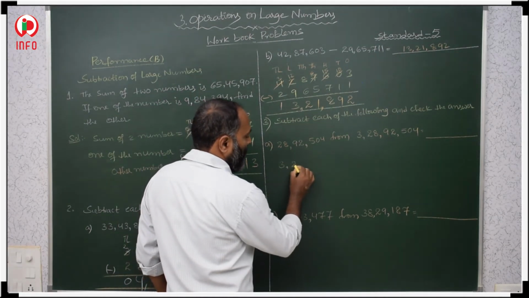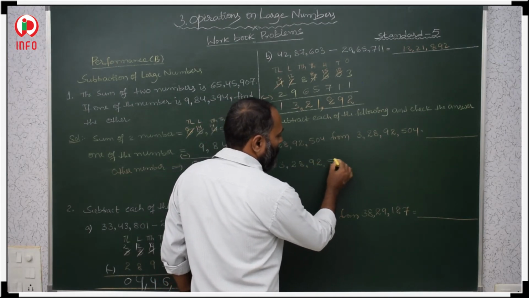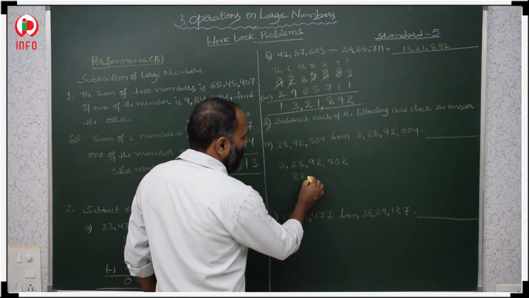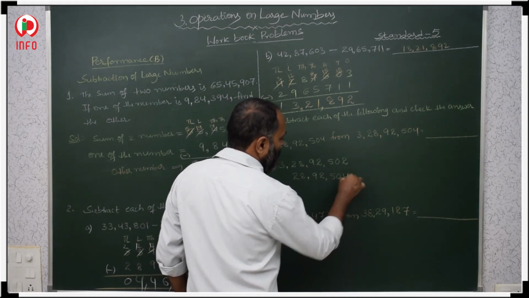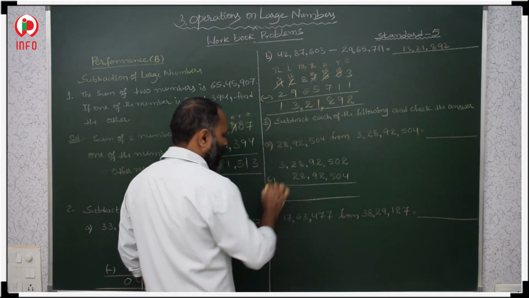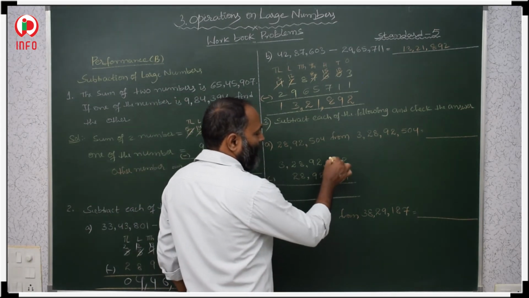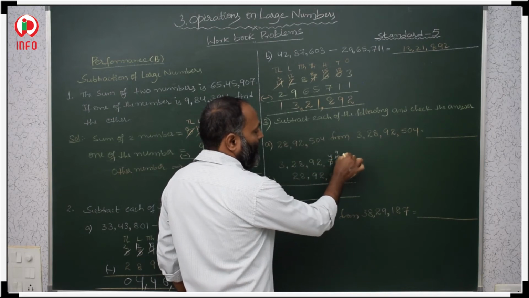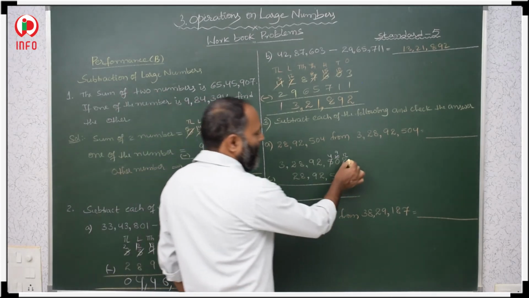3 crore 28 lakhs 92,502. And next, 28 lakhs 92,504, minus. Then, we have to borrow from here, 4. It will get 10. From here again 9, get 12. 12 minus 4, 12 minus 4 is 8.